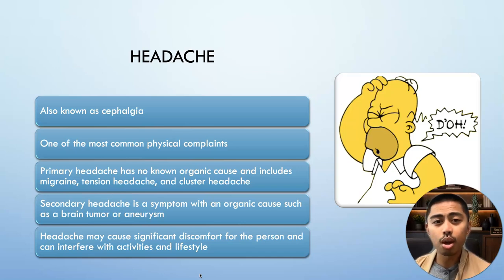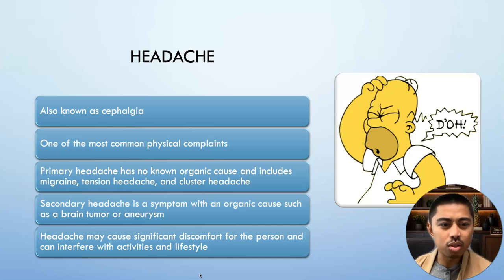There are 2 types, primary and secondary. So primary headaches have no organic cause, and that includes a migraine. These migraines are often hereditary and affect about 12% of adults. They can have severe throbbing pain with nausea, sensitivity to light or sound, and can be triggered by certain foods, hormones, stress.